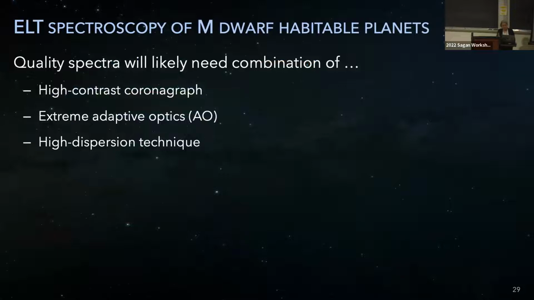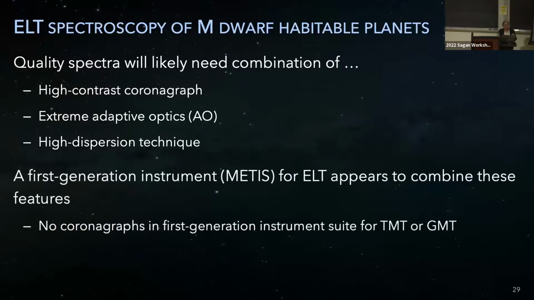Okay, but it's still not going to be easy. Quality ELT spectra of potentially habitable exoplanets, I believe, will likely need several things: high performance coronagraphs, new extreme adaptive optics systems, and possibly also new techniques like combining high contrast with high dispersion, high spectral resolution. And it looks to me like one of the first generation instruments for the European ELT, the METIS instrument, combines all three of these characteristics. However, I don't see any similar first generation instruments planned for TMT or GMT.